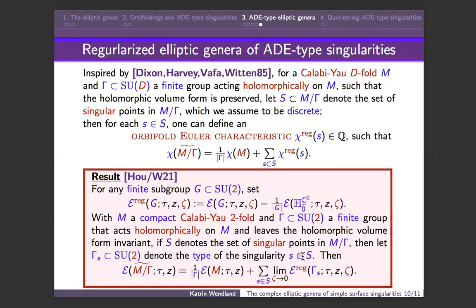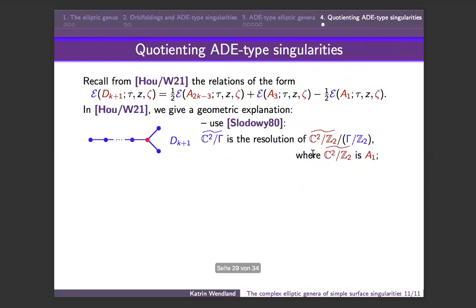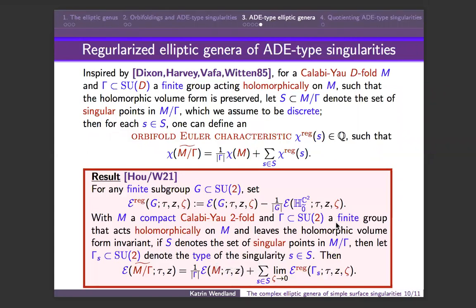And in the last 3 minutes, if I may, although I'm noticing I'm already a little bit over time, I would like to. There's no need to rush, Katrin. We're not pressing anyone for time.